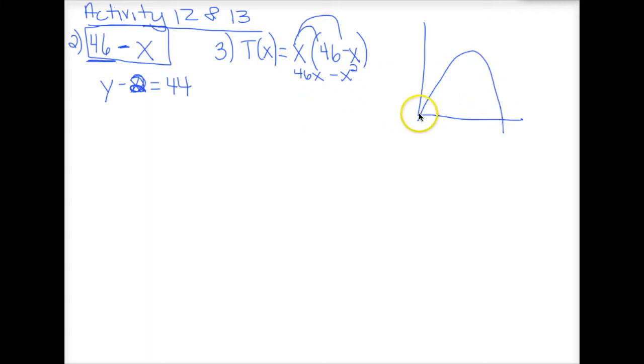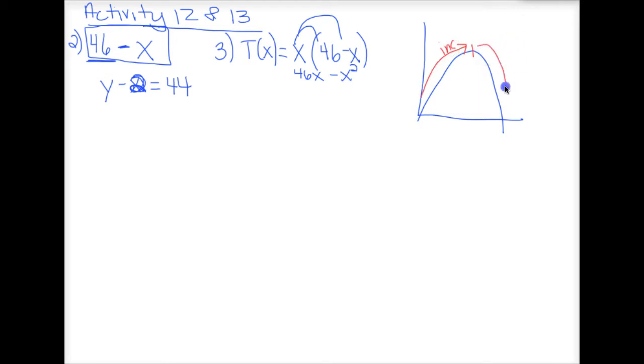Number 5 asks you the intervals for which it's increasing and decreasing. So we did one just like this in the lesson, in 12.1, I believe. Remember that it increases this whole way.